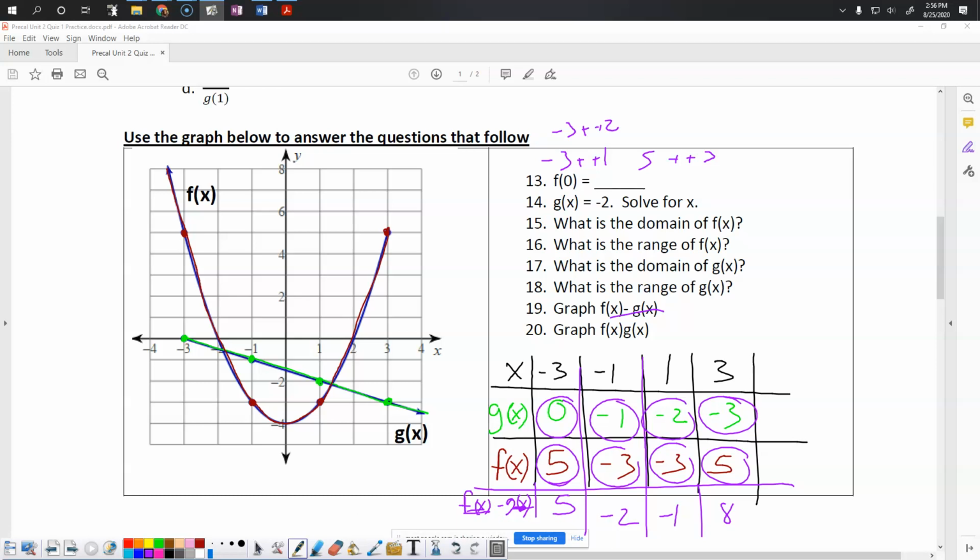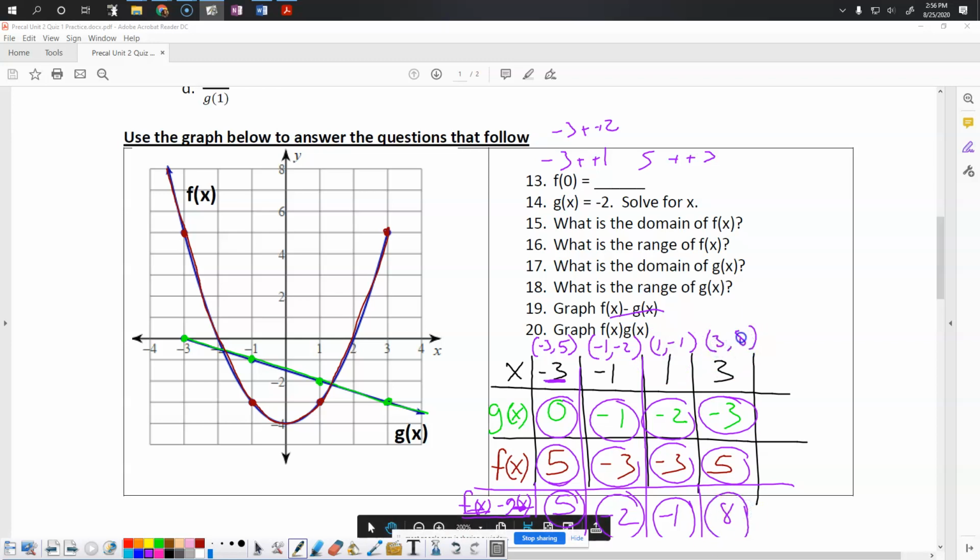Okay, so for f of x minus g, we have the following points. When x is -3, that's this number here, the y value for the combined functions is 5. Next point, when x equals -1, the f minus g value is -2. When x is 1, the f minus g value is -1. And when x is 3, the f minus g value is 8. So we're going to plot those 4 points and connect the dots.